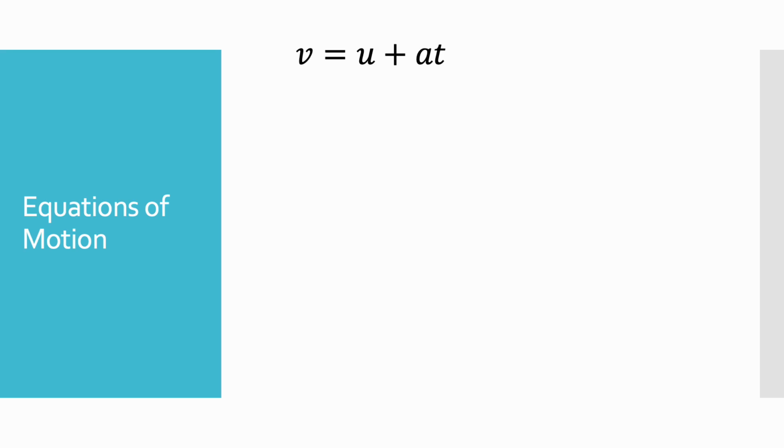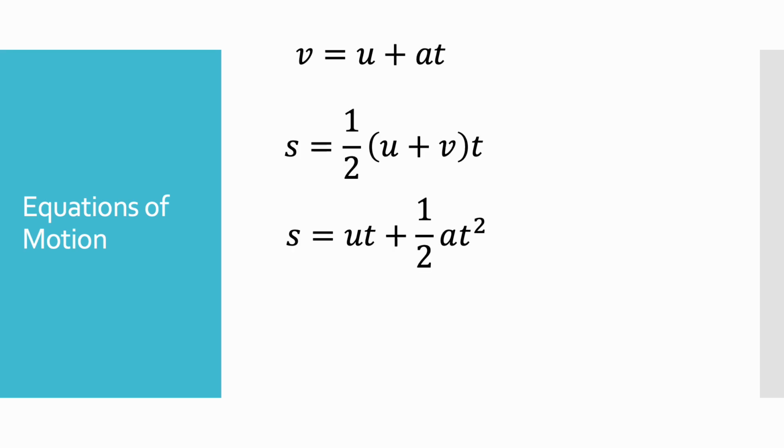These are the standard equations of motion for constant acceleration. The first equation is v equal to u plus at. V is the final velocity, u is the initial velocity, a is acceleration and t is time. It relates velocity, acceleration and time.